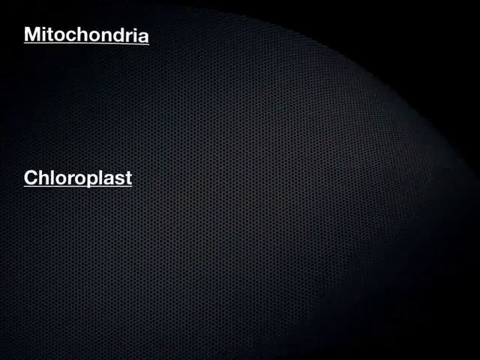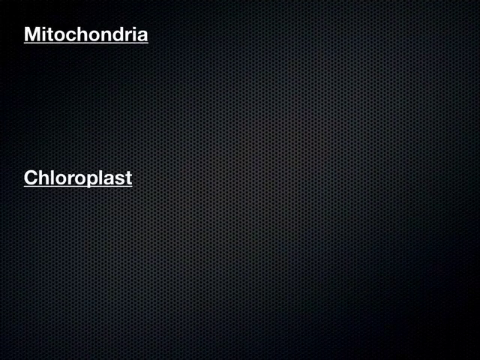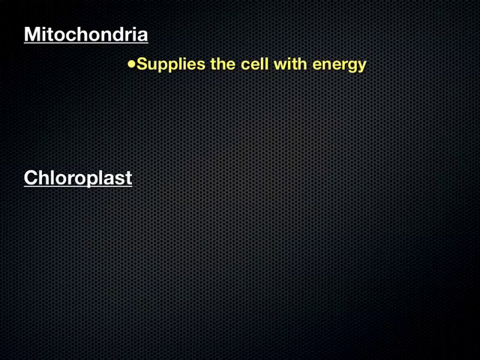All right, and our last two organelles are extremely important. They're both related to energy: mitochondria and the chloroplasts. Mitochondria are found in all cells, both plant cells and animal cells, and their job is to supply the cell with energy. Because there's a chemical reaction that happens inside of the mitochondria that releases energy.